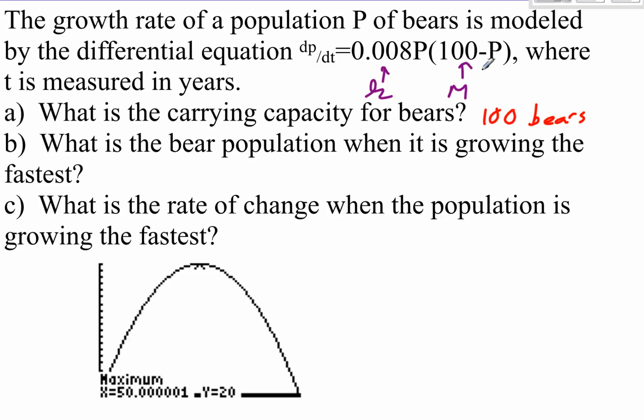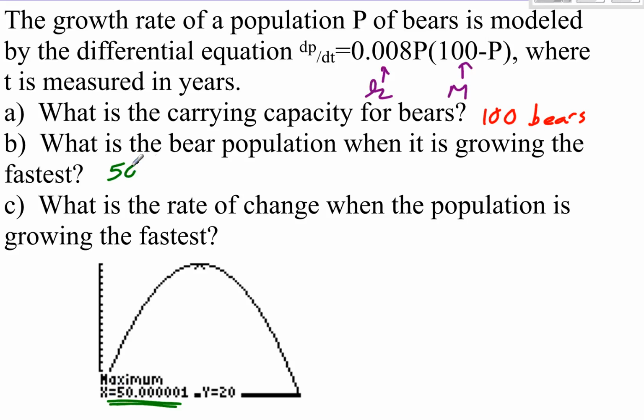Now, parts B and C are a little bit more interesting in that if we notice, this is really a quadratic, because if I multiply this all out and get rid of the parentheses, I'd have a p squared term. So if I graph this with my p value as the x-axis and the y value as dP/dt, the rate of change, I get a parabola. And at the vertex is where my maximum rate is. So the bear population, when it's growing the fastest, is right here.